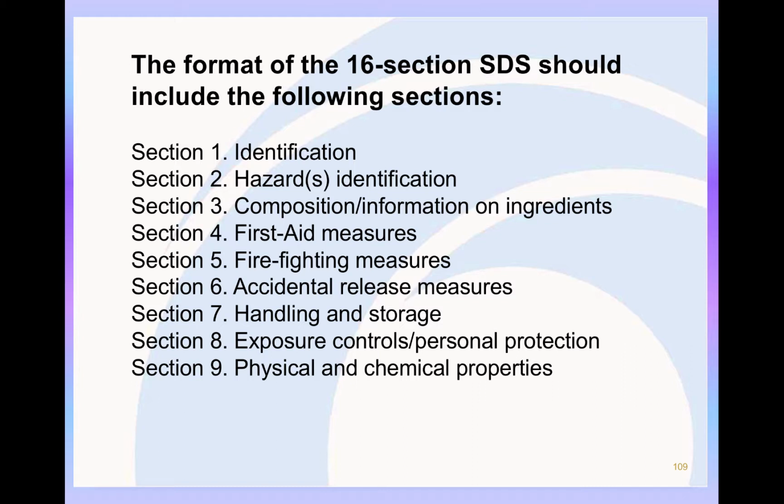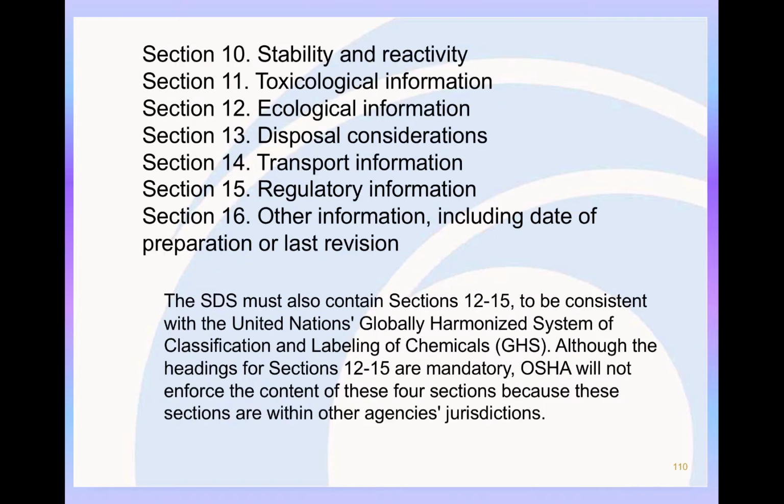The format of the 16-section safety data sheet should include the following sections. Section 1 is identification. Section 2 is hazard identification. Section 3 is composition information on ingredients. Section 4 is first aid. Section 5 is firefighting. Section 6 is accidental release measures. Section 7 is handling and storage. Section 8 is exposure controls and personal protection. Section 9 is physical and chemical properties.